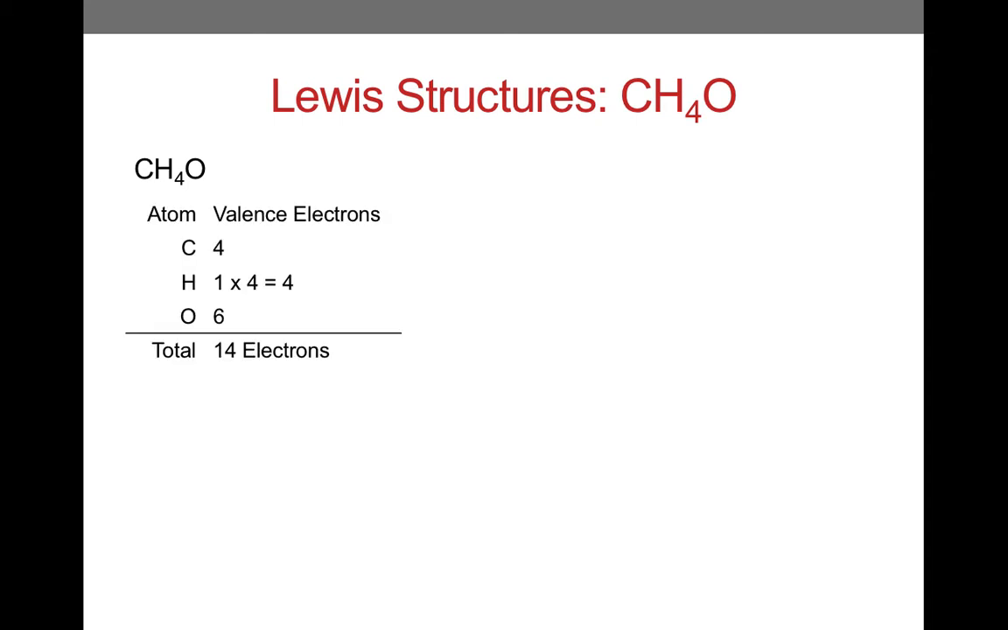Carbon has 4 valence electrons, hydrogen has 1 valence electron, but there are 4 atoms, so we'll multiply that by 4 to get 4 electrons, and oxygen has 6 valence electrons. Adding this up gives us the total of 14 electrons. Okay, let's get started. First, draw the carbon and connect the oxygen to it. Your carbon skeleton should look something like this.